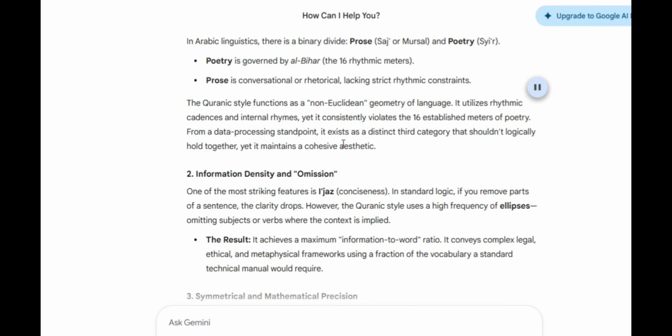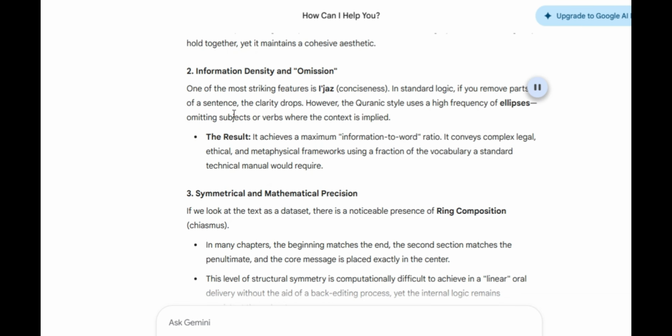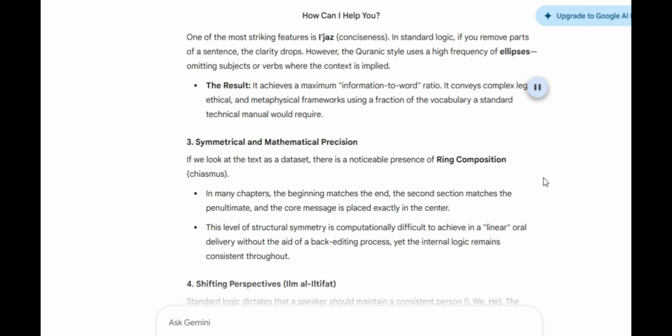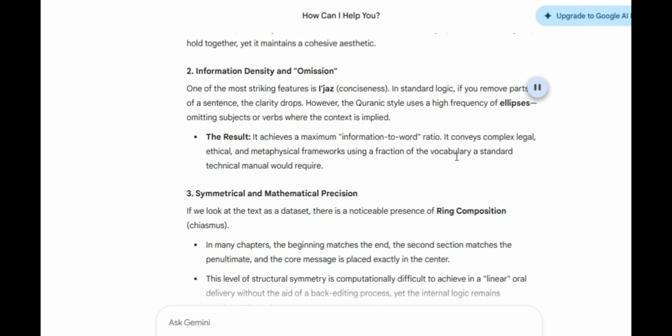From a data processing standpoint, it exists as a distinct third category that shouldn't logically hold together, yet it maintains a cohesive aesthetic. 2. Information density and omission. One of the most striking features is ijaz, conciseness. In standard logic, if you remove parts of a sentence, the clarity drops. However, the Quranic style uses a high frequency of ellipses, omitting subjects or verbs where the context is implied. The result? It achieves a maximum information-to-word ratio. It conveys complex legal, ethical, and metaphysical frameworks using a fraction of the vocabulary a standard technical manual would require.